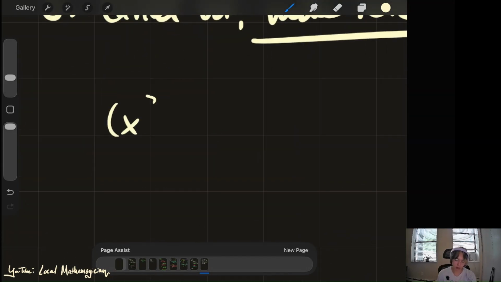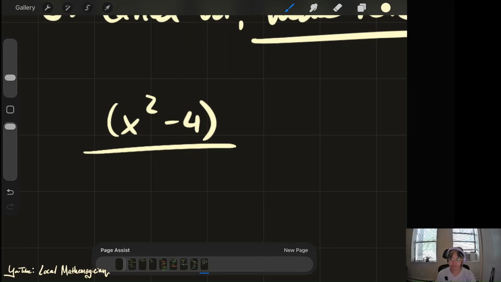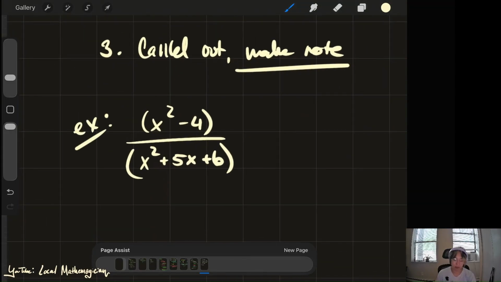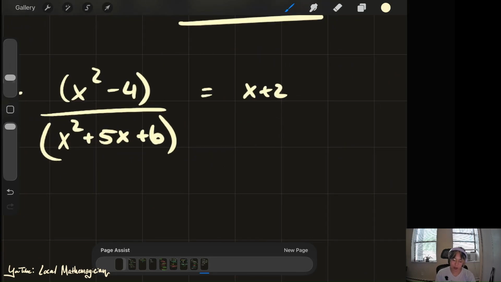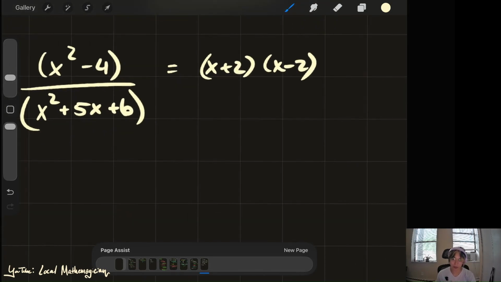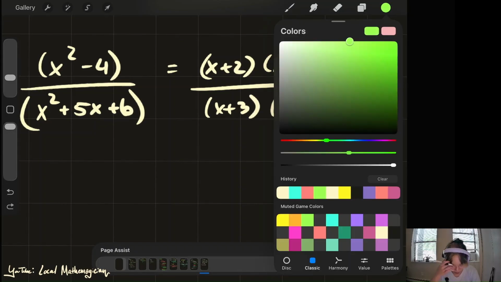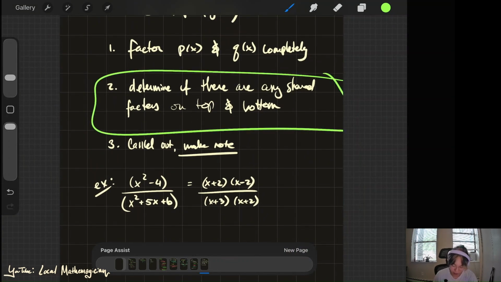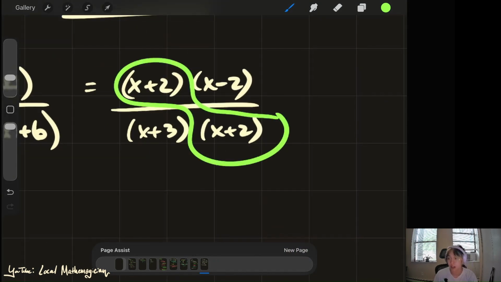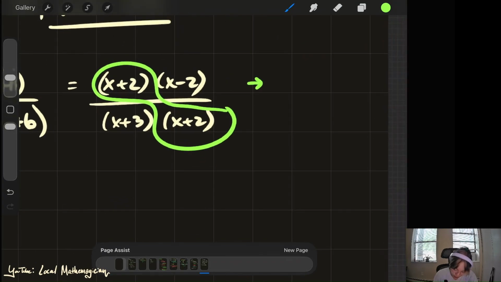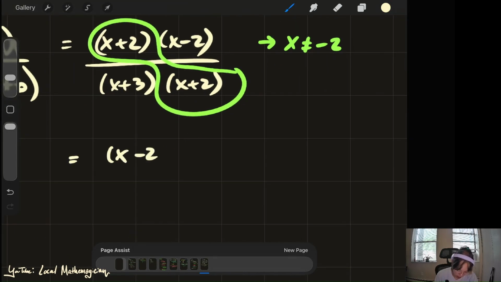Suppose I give you x squared minus 4 all over x squared plus 5x plus 6, right? If you factor this, you end up with x plus 2, x minus 2 on top, right? And if you factor the bottom, you get x plus 3, x plus 2, right? These are the same. There's no denying it, okay? Now, if you do step 2 and you determine if there's anything that's similar on the top and bottom, you'll find, oh, these are, okay? Make note. Because on the bottom, this is still a restriction even if you cancel it out, okay? You have to know x does not equal negative 2, all right? So then you simplify and you end up with x minus 2 over x plus 3.